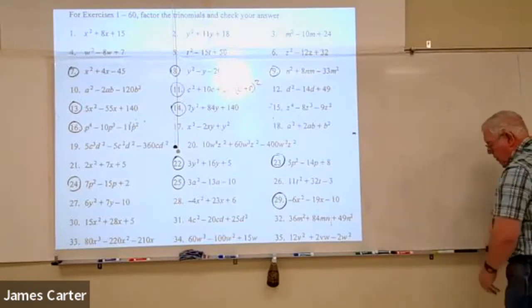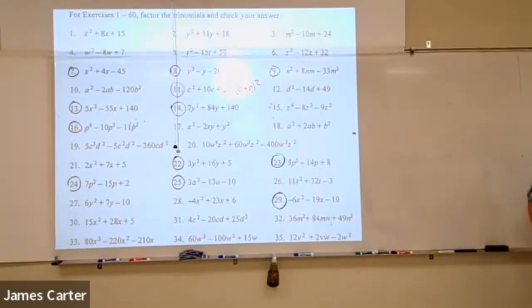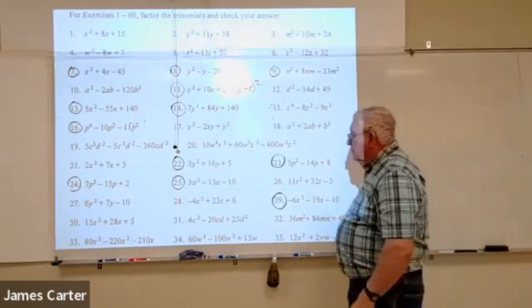So on the test, if it's a perfect square, do you want us to write quantity squared? Quantity squared is actually the simplest way to express it, so that would be the preferred way. Am I going to count it wrong if you have x plus 5, x plus 5? Probably not, but I would prefer you have x plus 5 quantity squared.